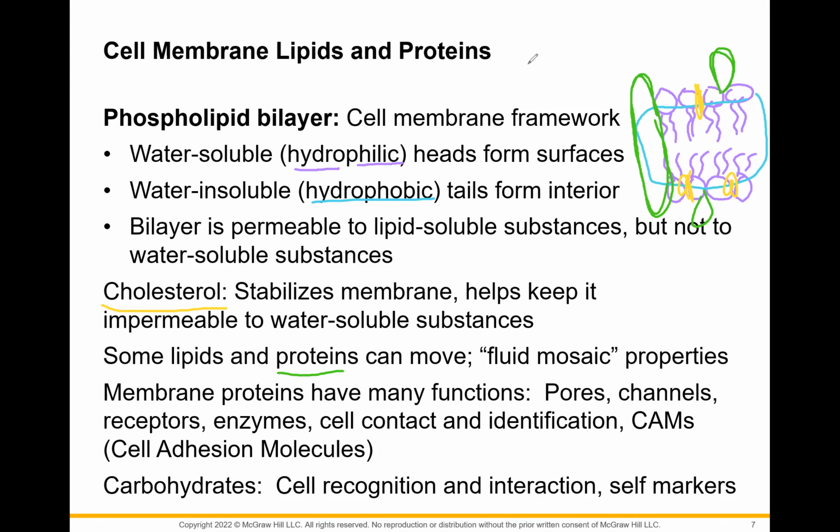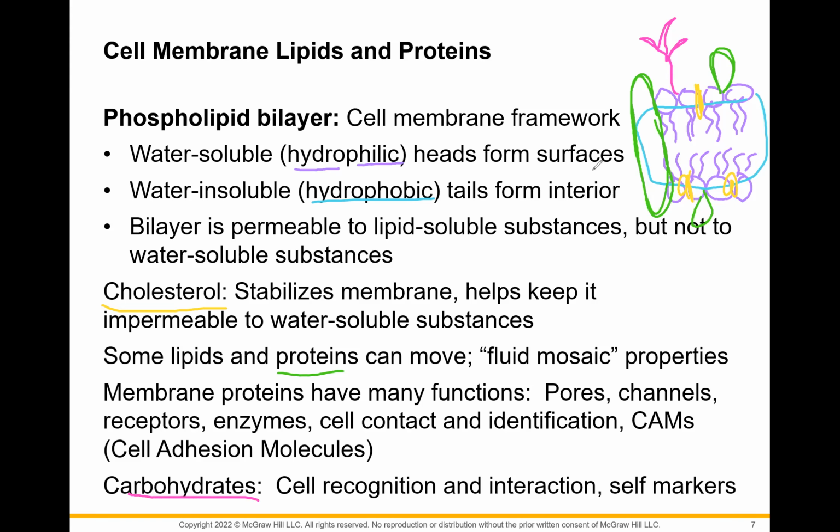Now, there's other types of membrane proteins found within here. There's pores, there's channels, and there are some that help with what's called identification and cell adhesion molecules. We're not going to talk specifically about CAMs, so you don't have to worry about it for this class, but there's lots of different proteins that are found within this phospholipid bilayer as well. And then usually what we'll see on the surface is some carbohydrates. And I'm going to show it off like this in pink. And this is going to help with cell recognition, as well as helping with interaction and identification.